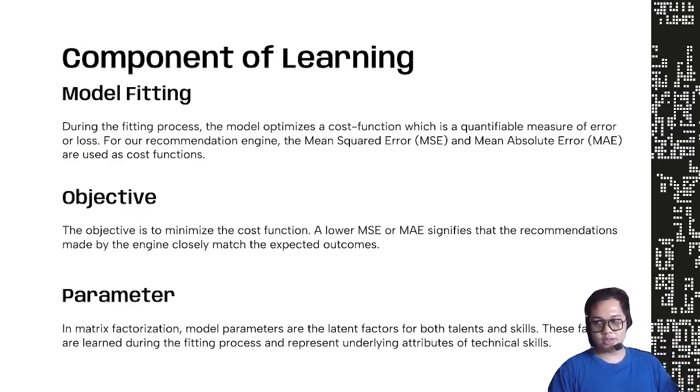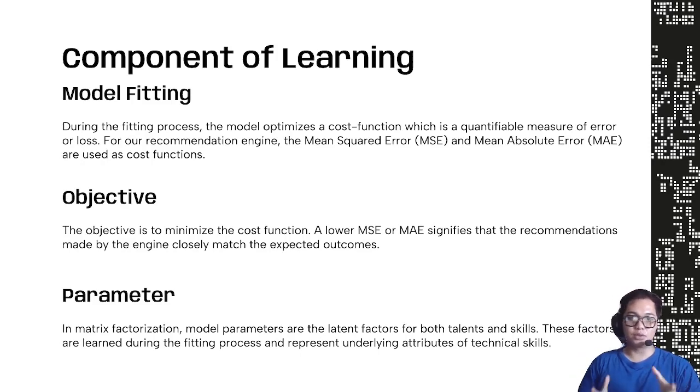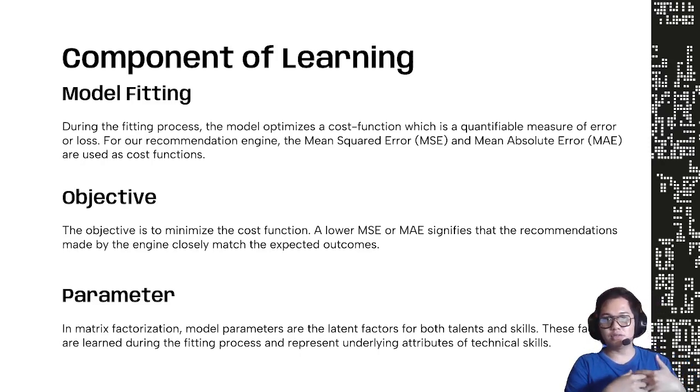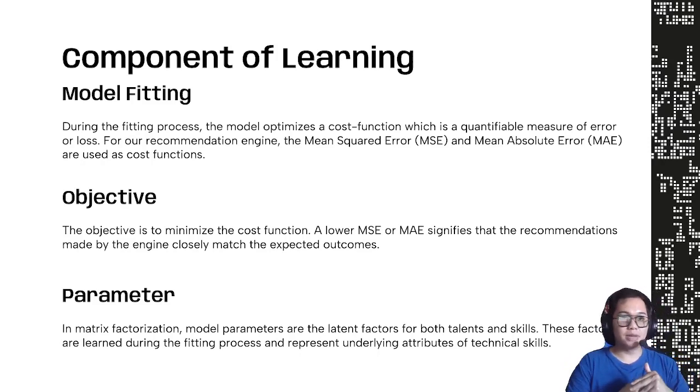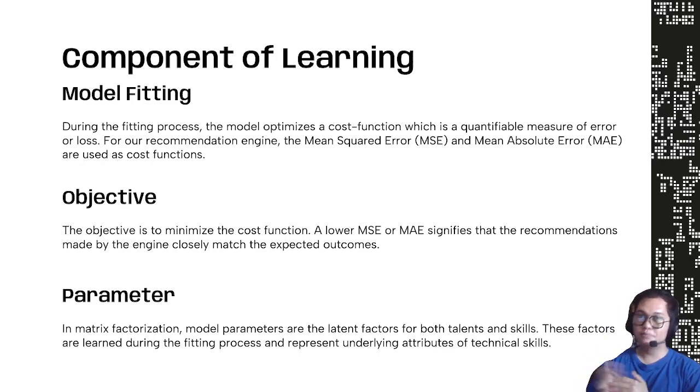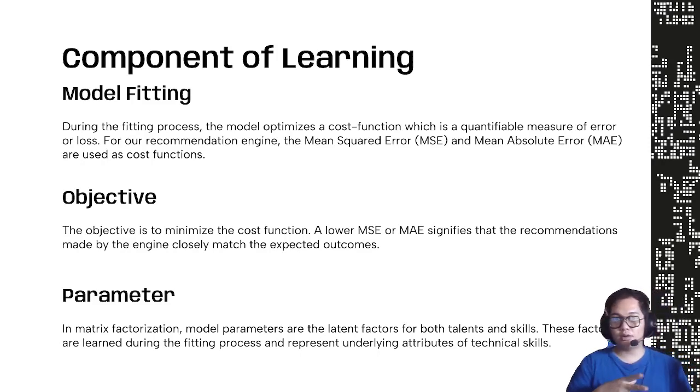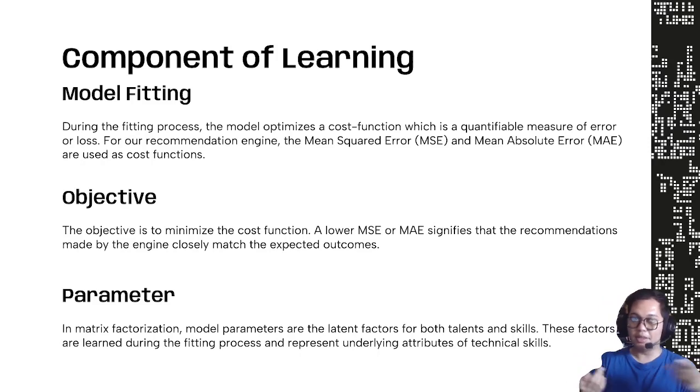Well, what are the components of learning that we have here? The first one is the model fitting. During the fitting process, the model optimizes a cost function, which is a quantifiable measure of error or loss. For our recommendation engine, the mean squared error, or MSE, and mean absolute error, or MAE, are used as our cost functions. And the objective of this ML algorithm is to minimize the cost function. A lower MSE or MAE signifies that the recommendations made by the engine closely match the expected outcomes.